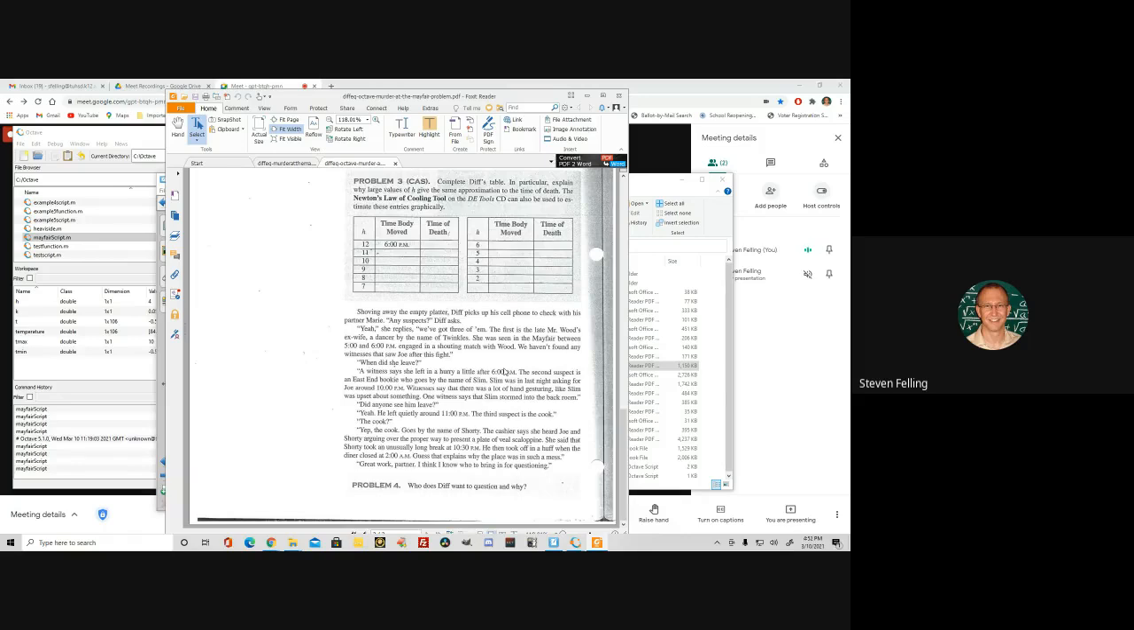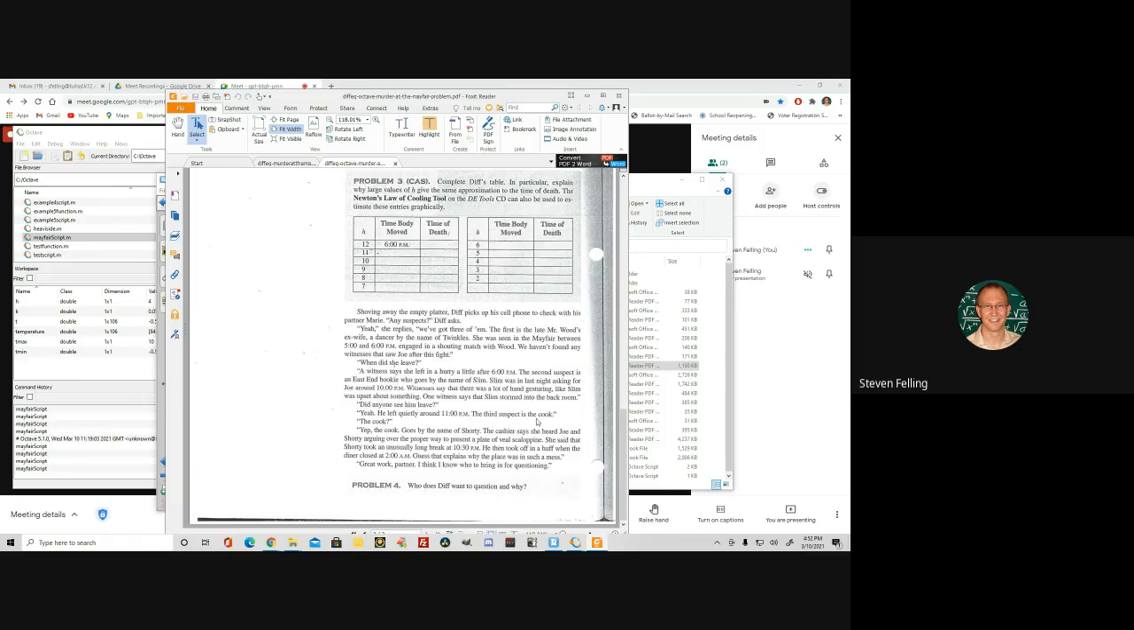There's a second suspect, an East End bookie, who goes by the name of Slim. He was in last night asking for Joe around 10. Witnesses say there was a lot of hand gesturing, like Slim was upset about something. So they were also arguing around 10. And then witnesses say Slim stormed into the back room and he left quietly around 11 p.m. Okay, so he was in the restaurant till 11 p.m. and there was arguing going on until 10 p.m.